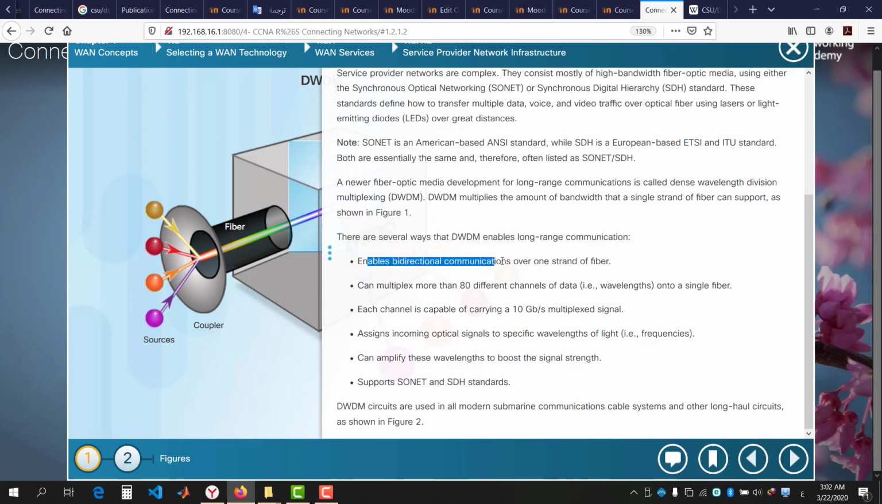DWDM enables bidirectional communication over one standard fiber, and can multiplex more than 80 different channels of data, different wavelengths, into a single fiber. Each channel is capable of carrying a 10 gigabits per second multiplexed signal. It can assign incoming optical signals to a specific wavelength of light or frequency, and can amplify these wavelengths to boost signal strength, supporting both the SONET and the SDH standards.